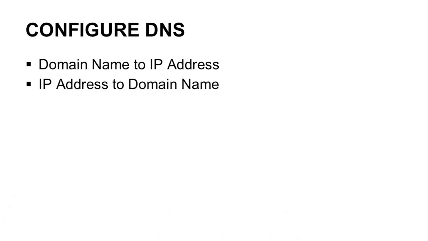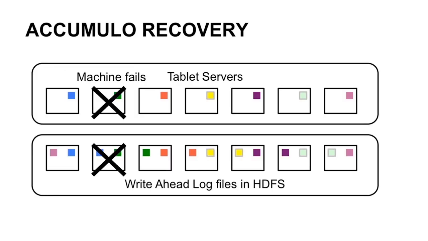Any currently running applications will automatically discover the new tablet server. It's important that the new tablet server have DNS, or domain name service, entries configured so that clients and Accumulo processes can resolve its hostname and communicate with it properly. If a tablet server fails unexpectedly, the Accumulo master will automatically redistribute the tablets that were hosted by the failed server to remaining healthy tablet servers.